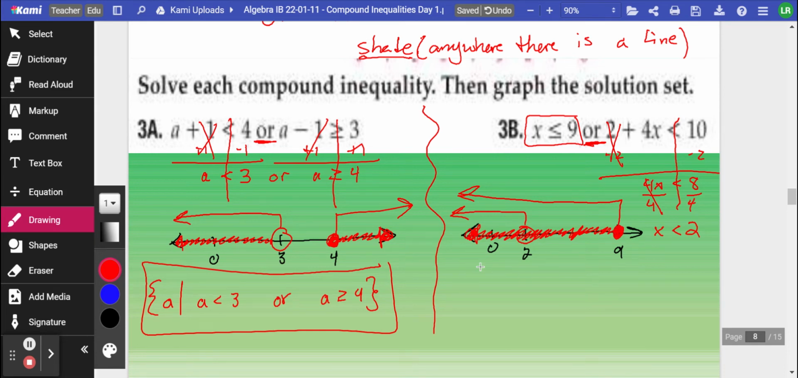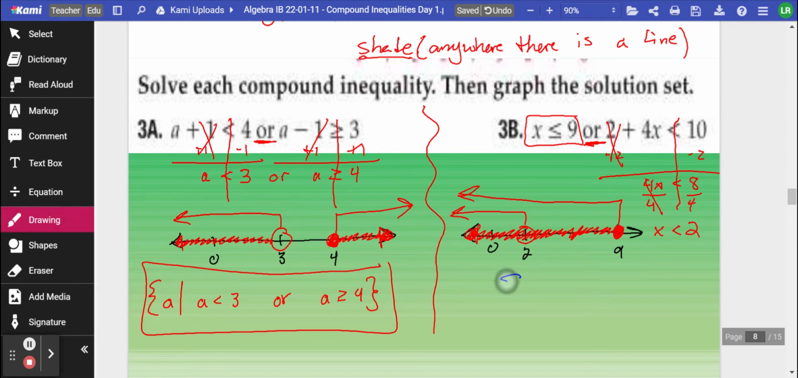So when I write my set notation, this would be x such that I only have to write this one down. X is less than or equal to 9. It is unnecessary and redundant to put or x is less than 2. It's just x is less than or equal to 9.